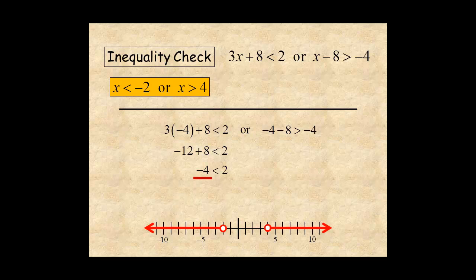On the right, you have negative 4 minus 8, which is negative 12. Notice that the left-hand statement is true, while the right-hand statement is false. Because of the word or, if one of the statements is true, the entire statement is true, and the solution checks.